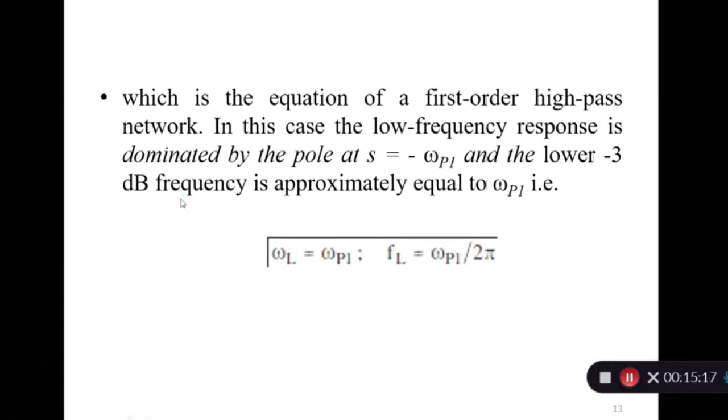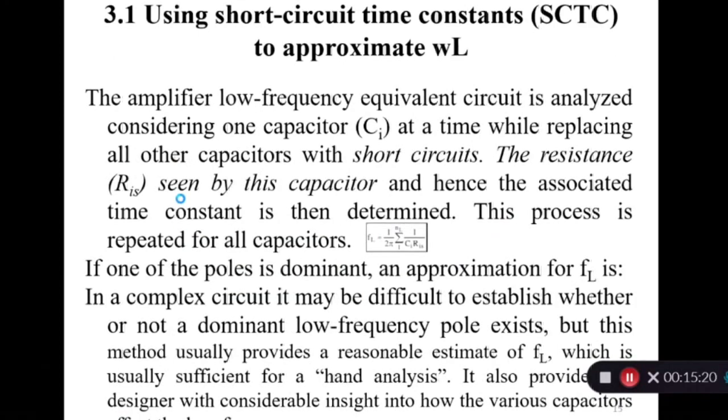So we are going to calculate the omega L. And in the process to calculate it, this one is omega L, not W L. Don't make the W mistake in the assessment or class test or many exams. It is the omega. Using short circuit time constant to approximate the omega L.